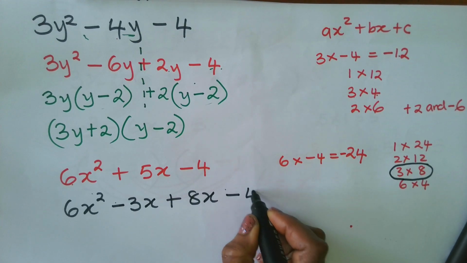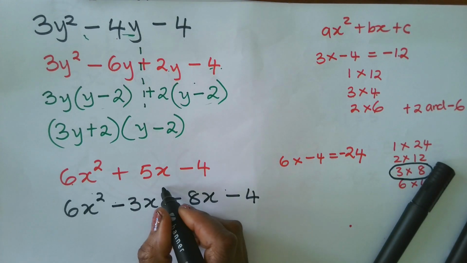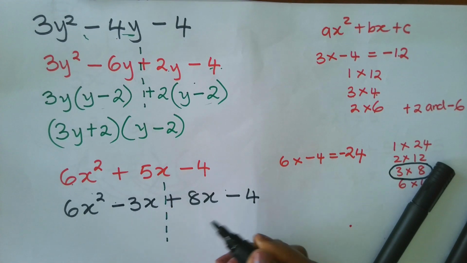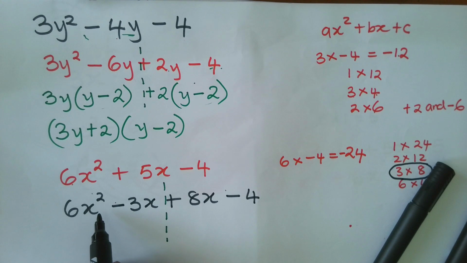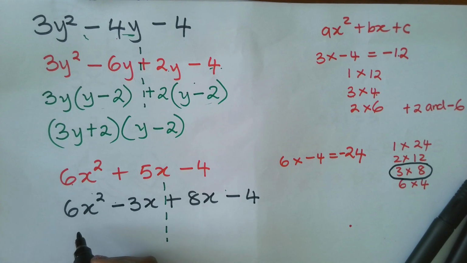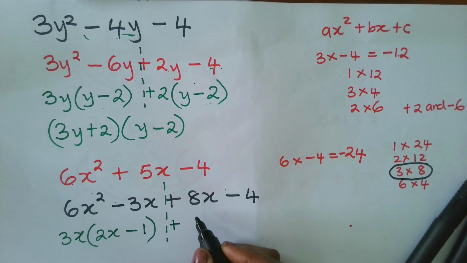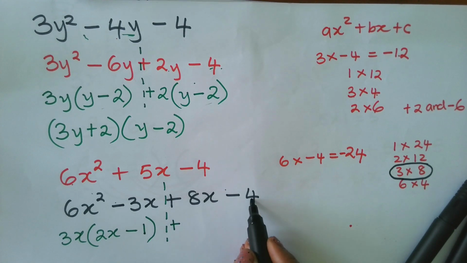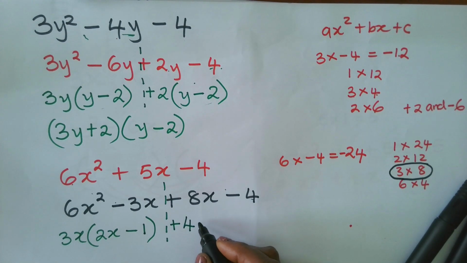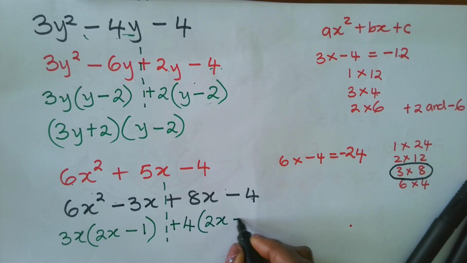8x minus 4. Now we're going to divide these numbers into 2 so that we can factorize this side differently. So we're going to factorize this. What is common to 6x squared and minus 3x would be 3x. In bracket, we've got 2x minus 1. Bracket closes. We've got plus what? What is common between plus 8 and minus 4 is 4. Open the bracket. 2x minus 1.